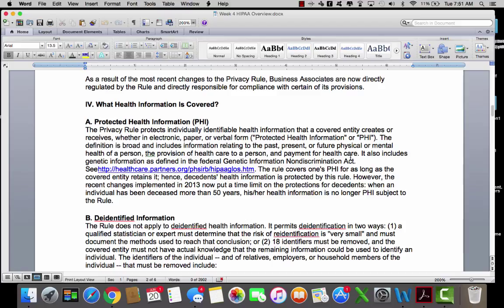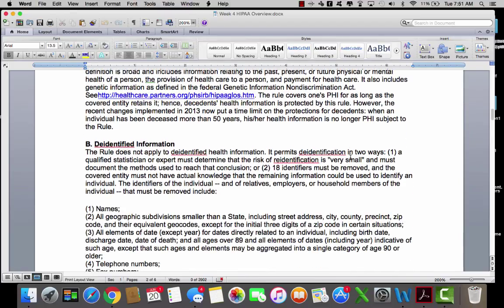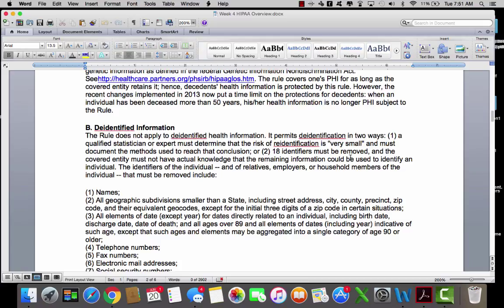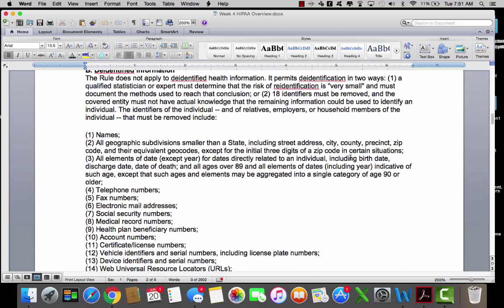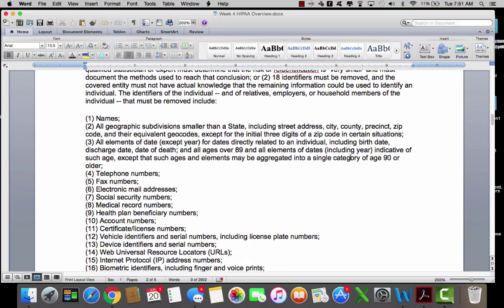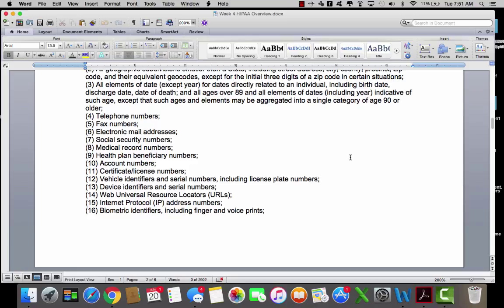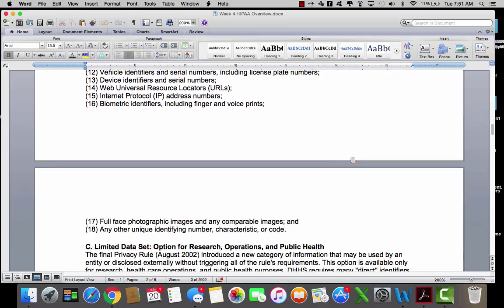So protected information, a very broad brush. And as you see on our document here, there are 18 identifiers that need to be removed if we are sharing information for some reason, perhaps research or whatnot. If there's no authorization for research, etc. So I won't read through those. You do have this in the classroom for you to review.